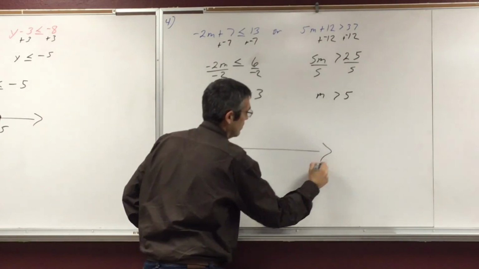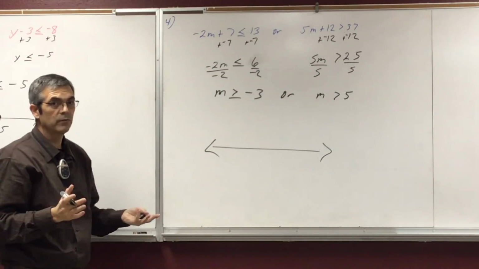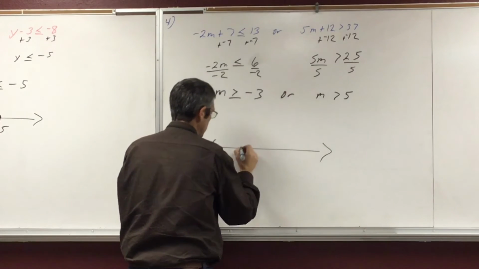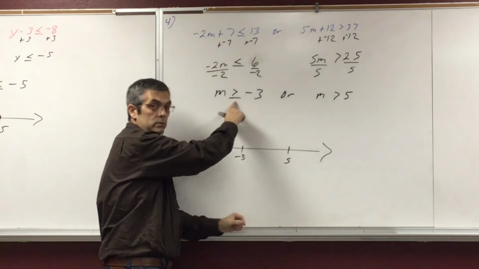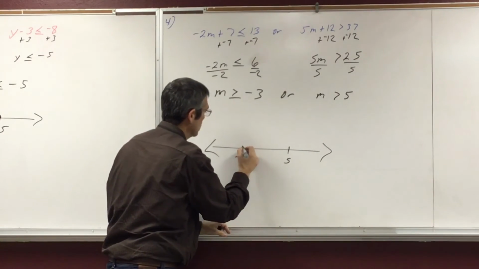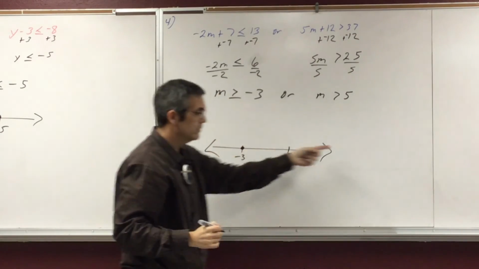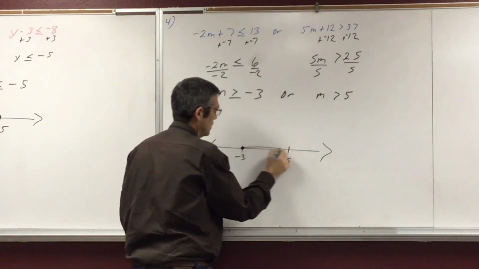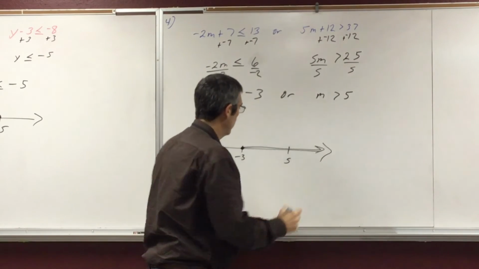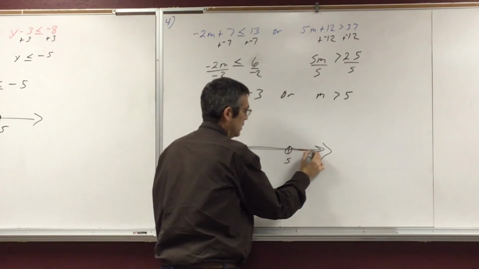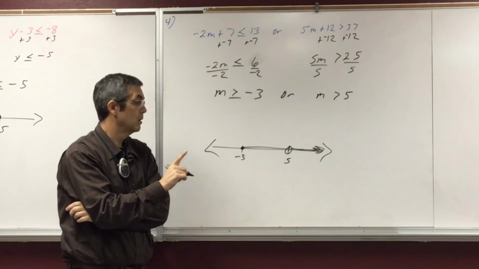Now I'm going to put this on our number line, and this is an or statement. Remember, so as long as one of them works, they both work. Now, negative 3, 5, it includes the negative 3, so closed circle, okay? And m is greater than or equal to negative 3, so everything greater than or equal to negative 3, so all of this, okay? Or m is greater than 5, open circle, and to the right. Now look, it includes both of those.